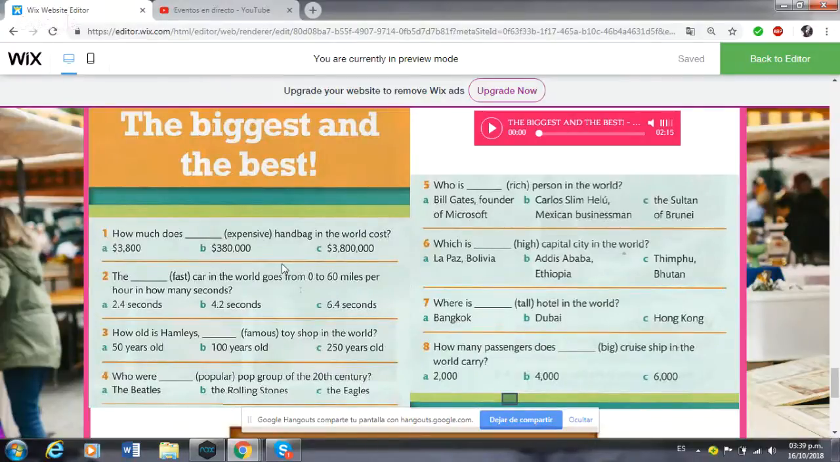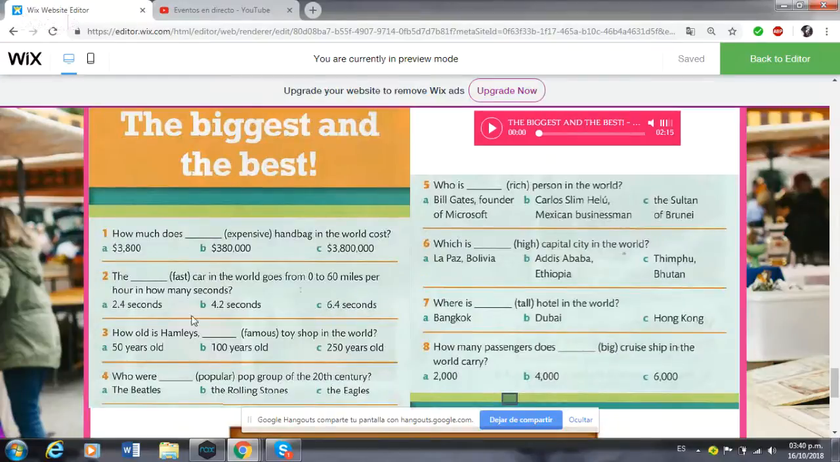This test. And second, as you can see, the word in the brackets, yes, and taking into account the audio, no? You need to complete the word and you need to select the correct option. Then, fast car in the world goes from 0 to 60 miles per hour in how many seconds? A 2.14 seconds, B 4.2 seconds, and C 6.4 seconds.